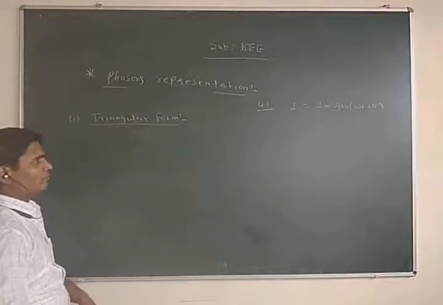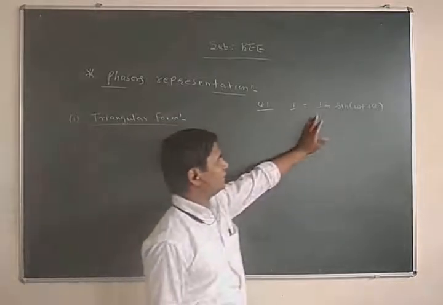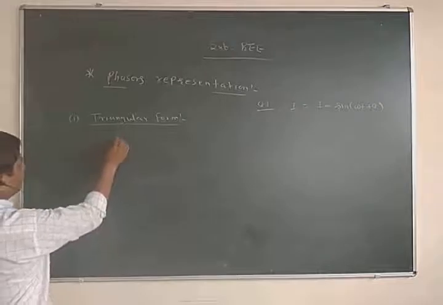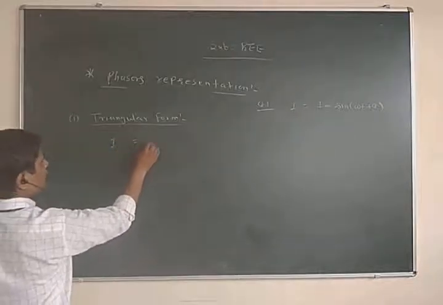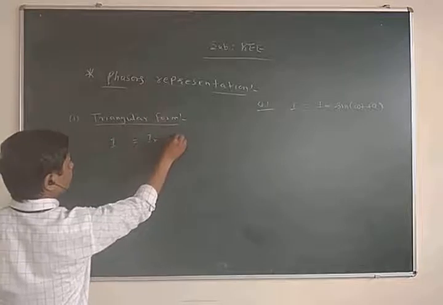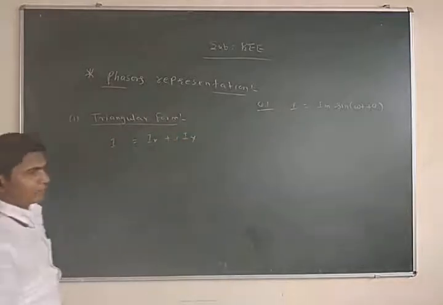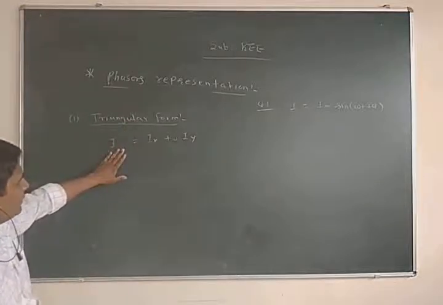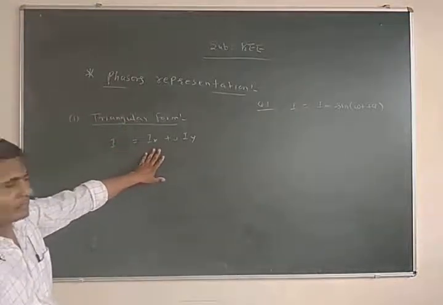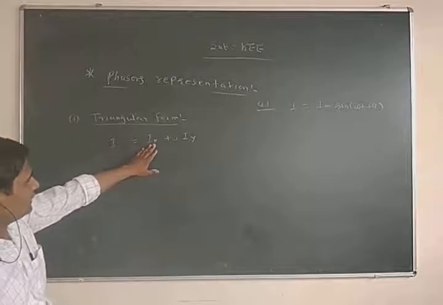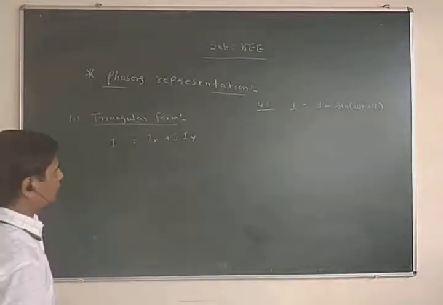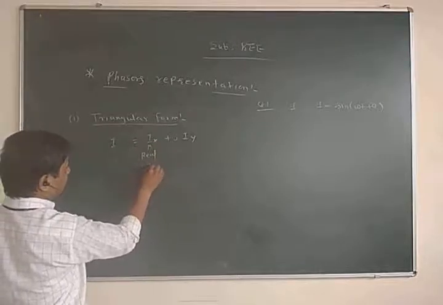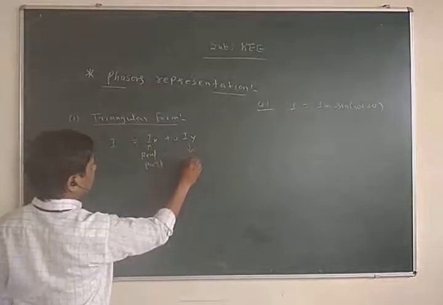In rectangular form, we can represent the phasor I is equal to Im sin (omega t plus theta) as, suppose I is equal to Ix plus j Iy. So in rectangular form, we can represent the phasor in complex parts. There are two parts, one is the real part and the second is the reactive or imaginary part. This is the real part and this is the imaginary part.